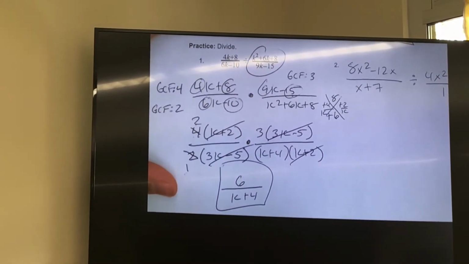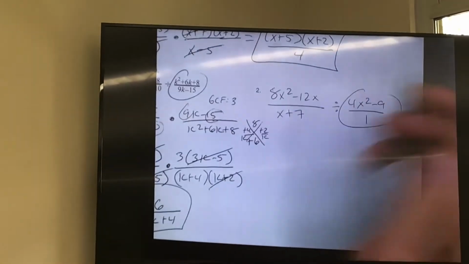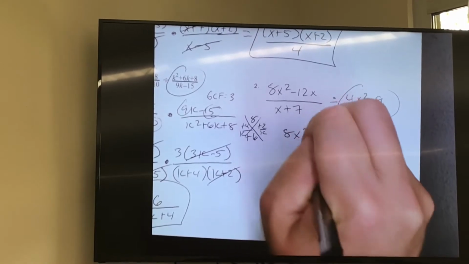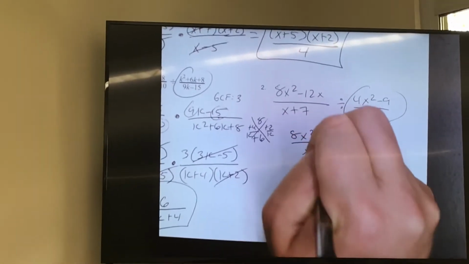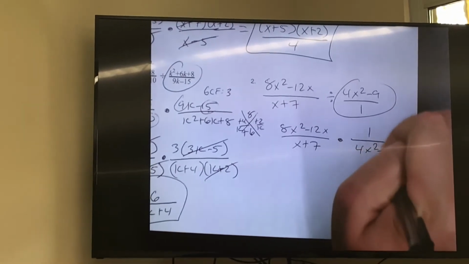That's going to be your answer there. Okay, for the second example, again, let's go ahead and flip this guy. So 8x squared minus 12x over x plus 7 times 1 over 4x squared minus 9.